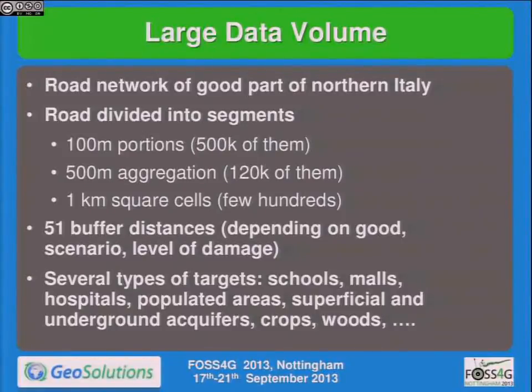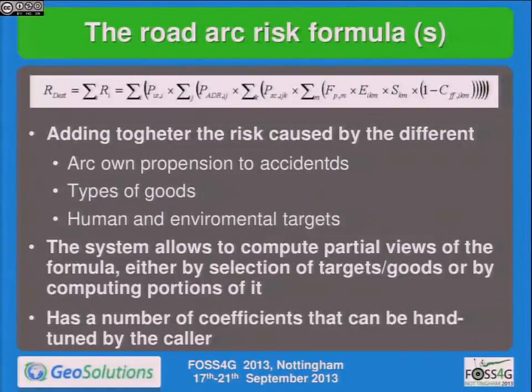We have 51 different buffer distances depending on the scenario, what kind of substance, and whether the scenario is a weekend scenario or a weekdays scenario, because a certain kind of targets are more vulnerable. That is, they have more people during the weekend versus during the working days. And we have several types of targets, both human and environmental. This makes for a large amount of computation. Plus the expression that we have to apply to compute the total risk is this huge set of aggregations.